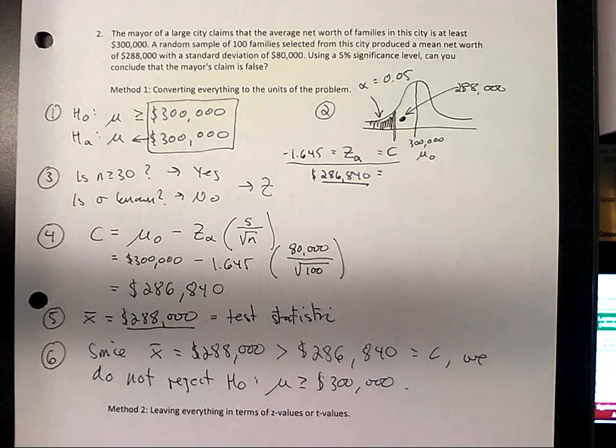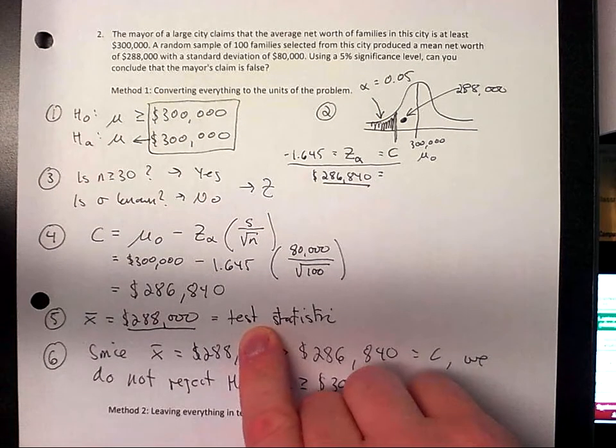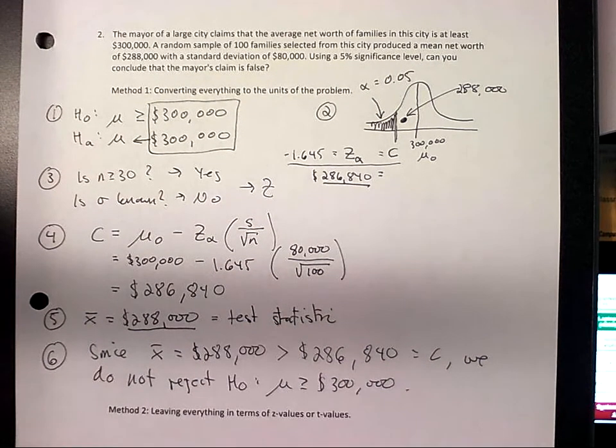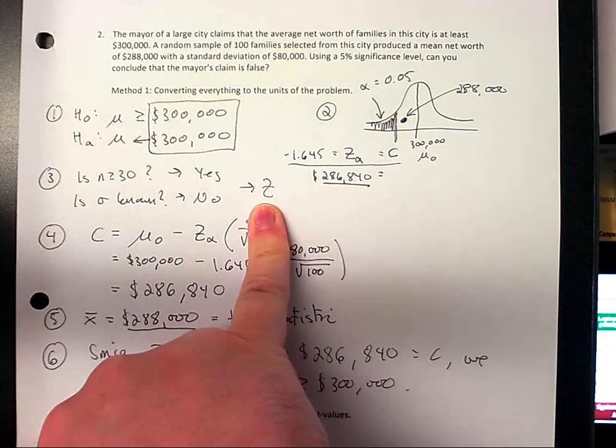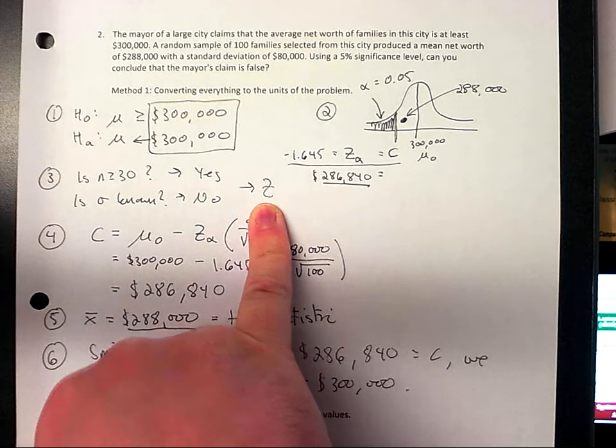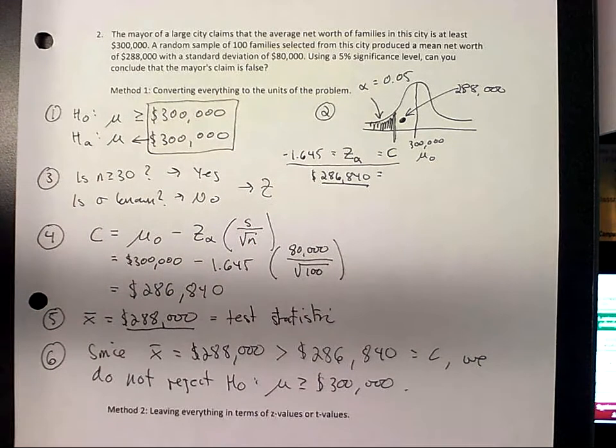In method number 2, what are we going to do? Cool. So we're going to leave this right here as a z-value. We're not going to compare it to 288,000. Instead, we're going to convert 288,000 to a z-value. So we're going to convert our test statistic to a z-value or a t-value. I keep saying z-value or a t-value, but here because we're using z-values, we know that we're going to convert this test statistic to a z-value.